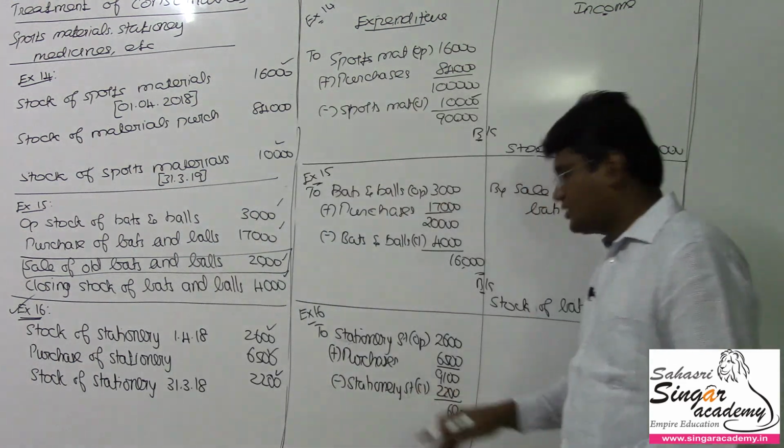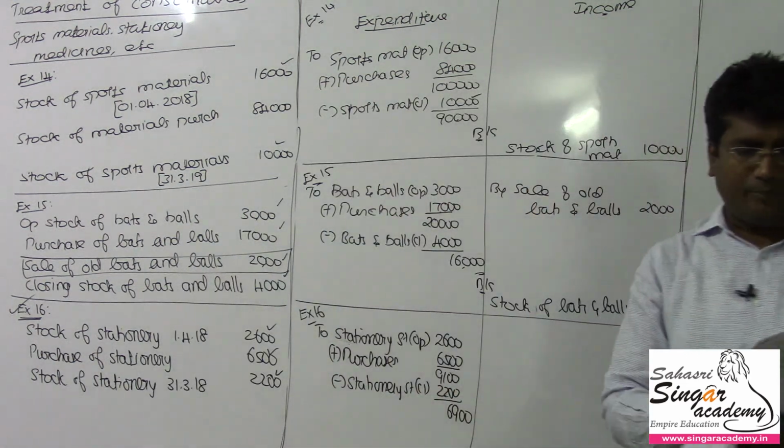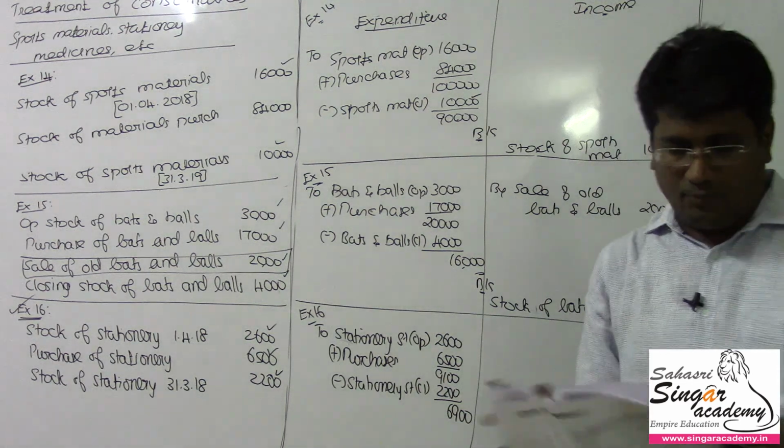Balance sheet later appear ஆகும். Stationery stock at the year end will appear in the asset side. Right. I hope you could understand this one.